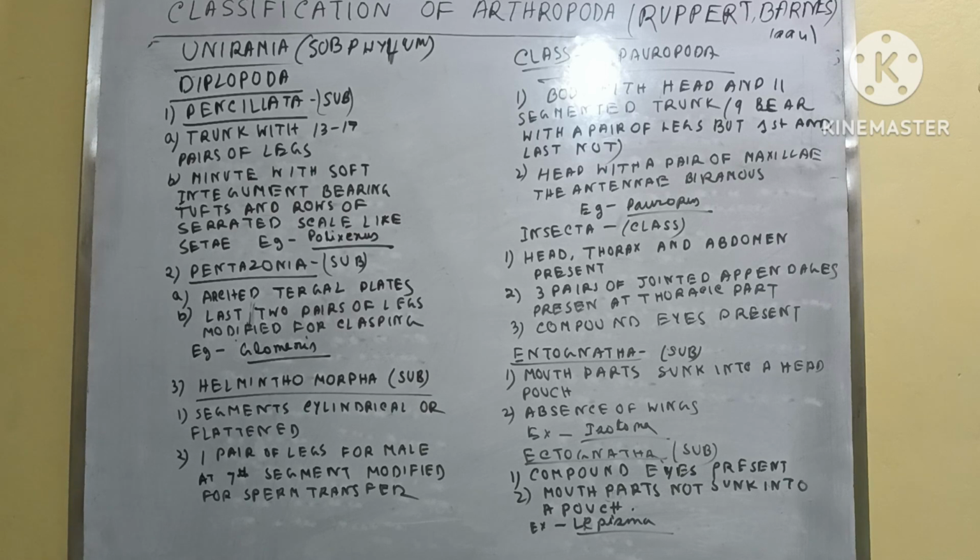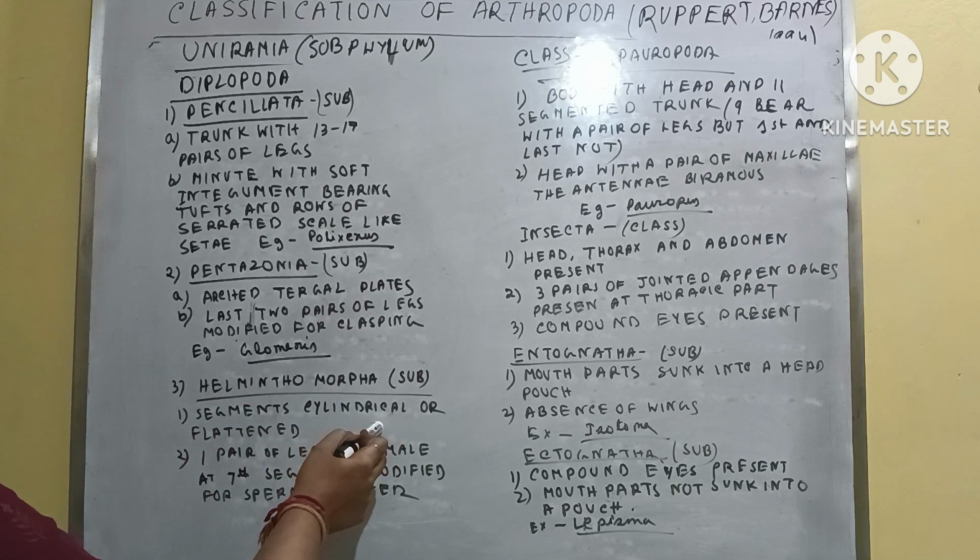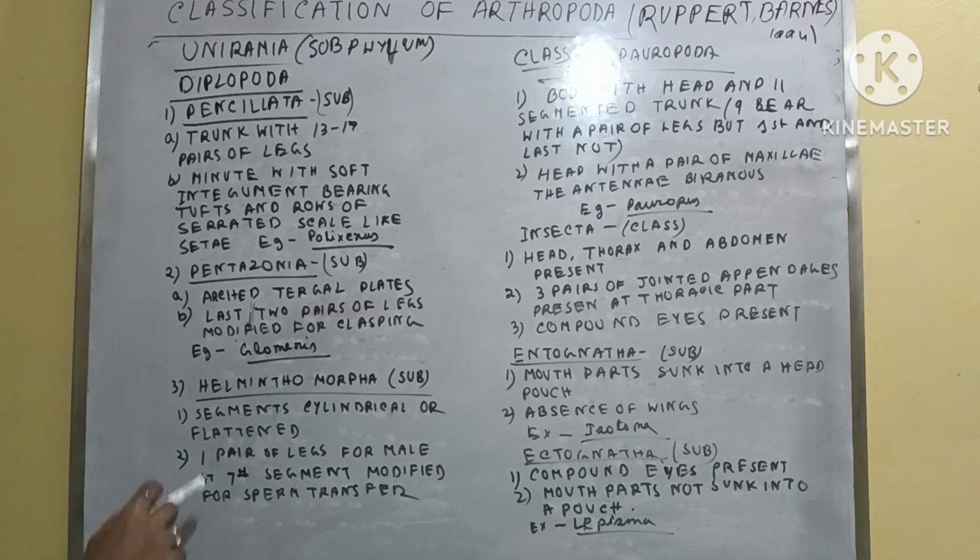The third subclass is the Helminthomorpha. Here the segments may be cylindrical or flattened. And one pair of legs of the male at the seventh segment is modified for sperm transfer. At the seventh segment, there is one pair of legs that helps in the transferring of sperms, and this is possible only in the male.